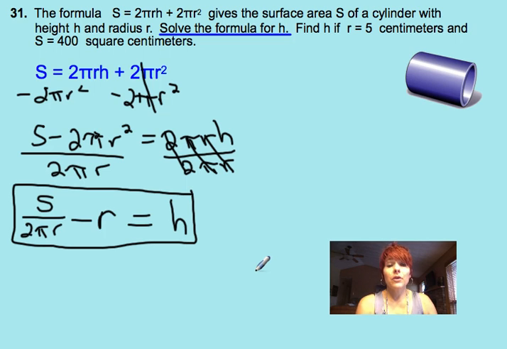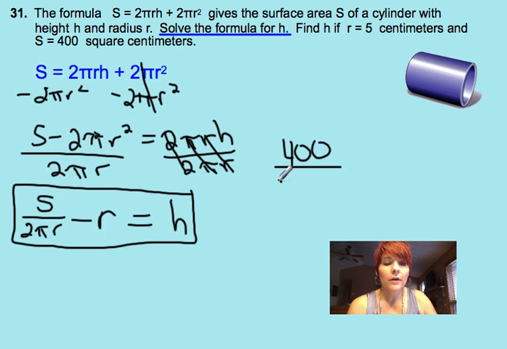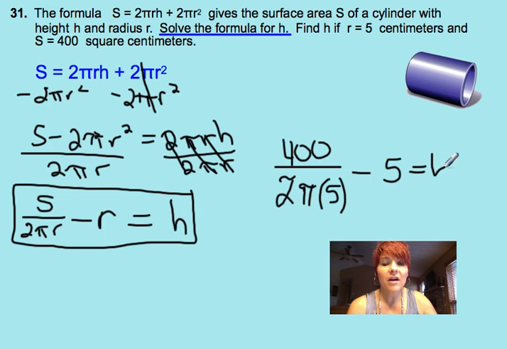Now the rest of the problem says to find h when r is 5 and s is 400. So I'm going to plug those in. They tell us that s is 400 over 2 pi, and then r is 5, minus, and then r is 5 again, and that's going to give us our height. Okay? Now, typically, I would go through and I would work this out. However, I'm going to leave this just the way it is, and it would be up to you to type this into your calculator and get the answer at the end for the height.